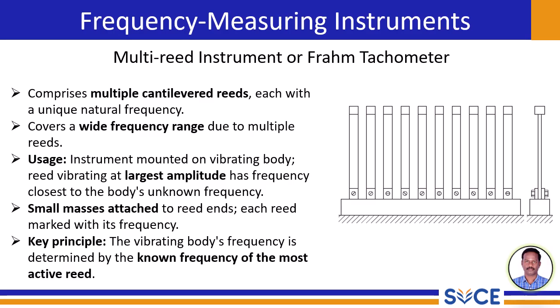Now let's move on to the multi-reed instrument, commonly known as the Frahm tachometer. Instead of a single adjustable reed, this instrument features multiple cantilevered reeds, each with a different natural frequency. When placed on a vibrating surface, the reed with the natural frequency closest to the unknown vibration frequency starts oscillating with maximum amplitude.